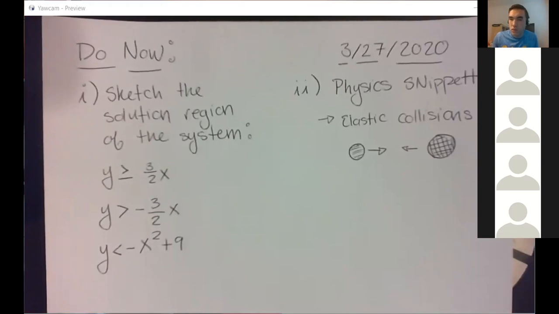Use the rules that we learned yesterday in order to graph these. Keep in mind the difference between solid lines and dotted lines, and then use test points to shade appropriately. And then after that, I'm gonna talk a little bit about a physics snippet.